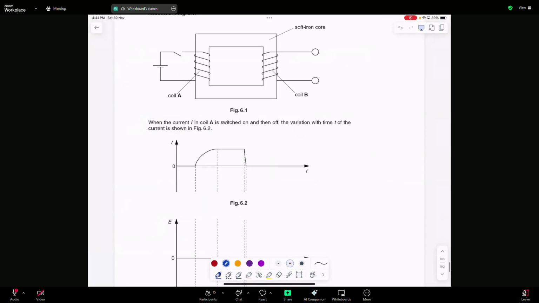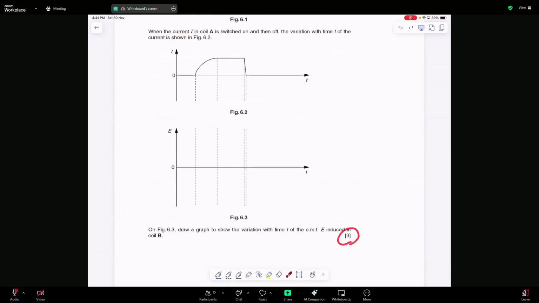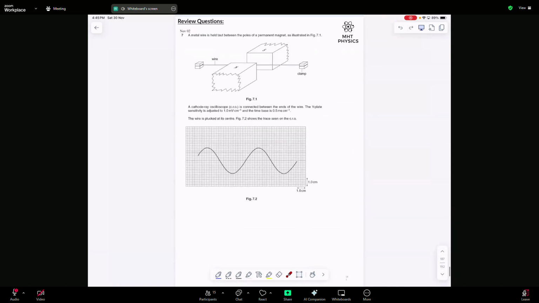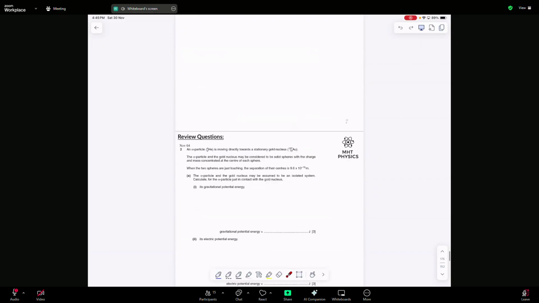This. So apparently the input current was like this for whatever reason, and since the input current is like this, for 3 marks you have to directly draw the output. Right, so that is the transformer part that was pending.